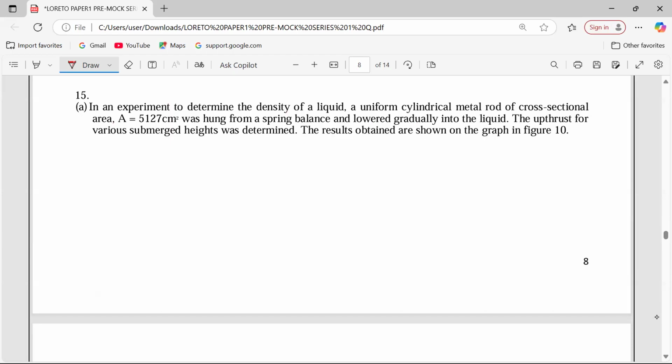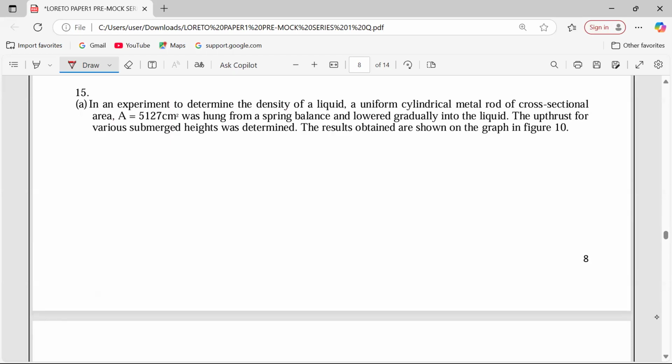Question 15, part A. We are still in section 2, and here we are not joking. We are doing every bit the way it should be done. In an experiment to determine the density of a liquid, a uniform cylindrical metal rod of cross-sectional area A equivalent to 127 square centimeters was hung from a spring balance and lowered gradually into the liquid. The upthrust for various submerged heights was determined. The results obtained are shown in the graph.